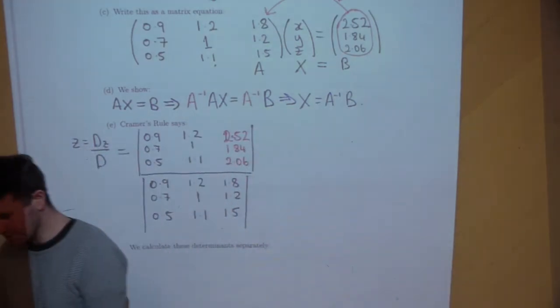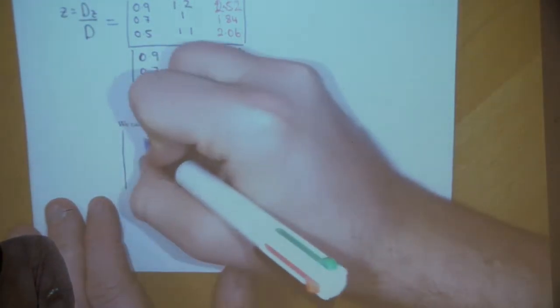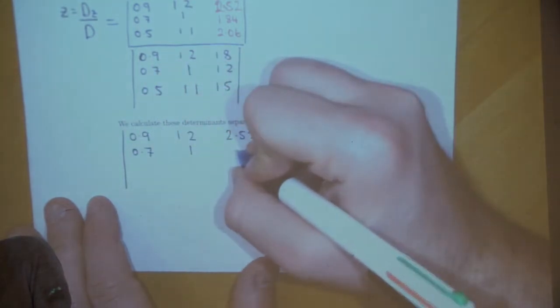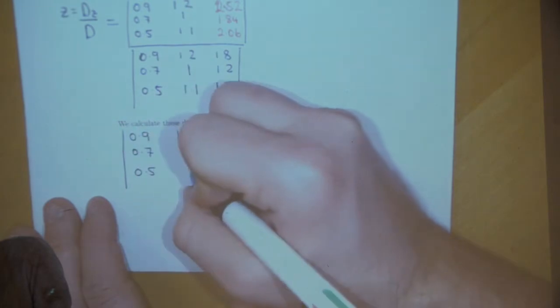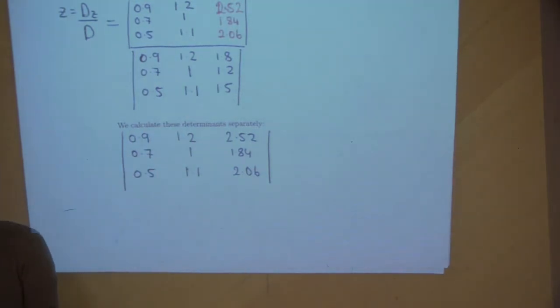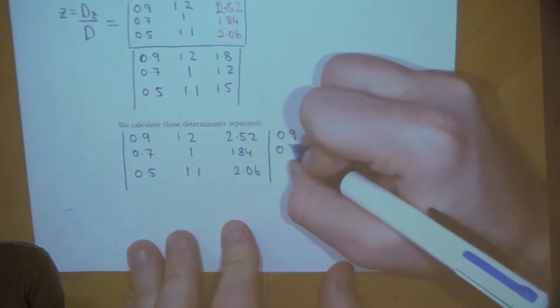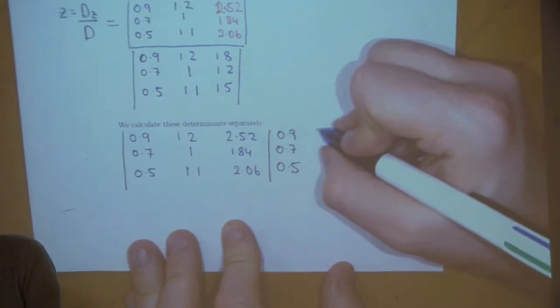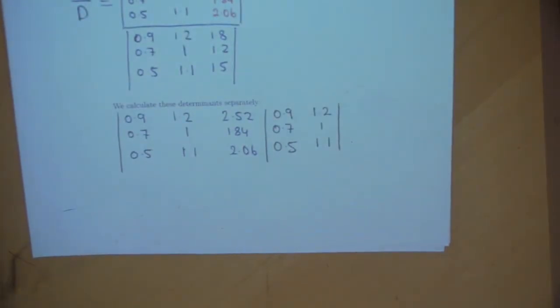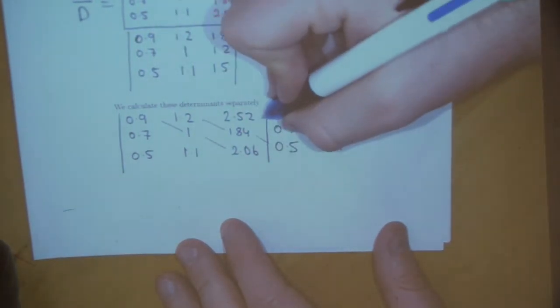We'll do this determinant first. This one. So we could possibly cut down on all the writing, but with no harm. 0.9, 1.2, 2.52, 0.7, 1, 1.84, 0.5, 1.1, 2.06. How do you calculate a determinant? You write the first two columns again. And we do the right down diagonals minus left down diagonals, and you multiply along the diagonals.